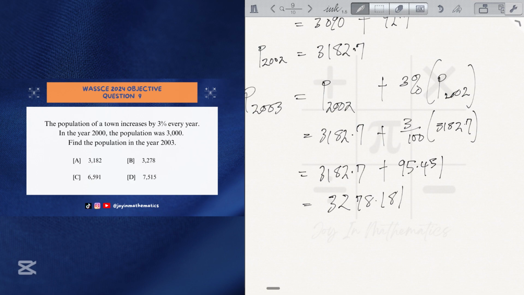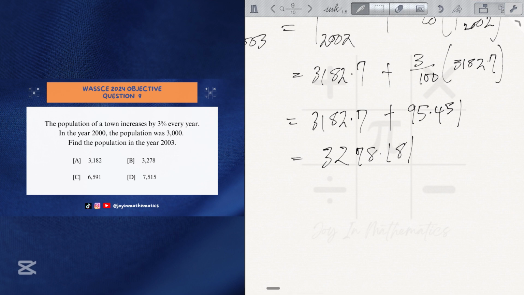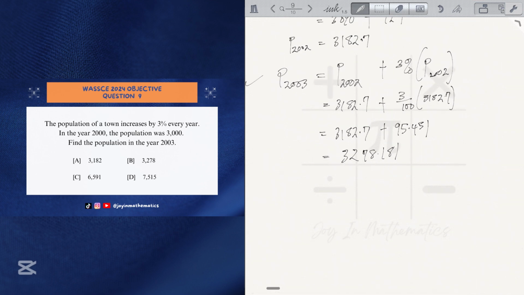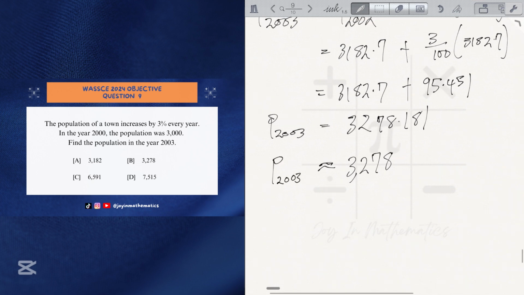And simplifying further, this will give us 3278.181. Now, since the population cannot be decimal in nature, this is the final expression of P 2003. So we simplify to the nearest integer, this will be 3278. So we have 3278 as the population of 2003, which is equivalent to option B.